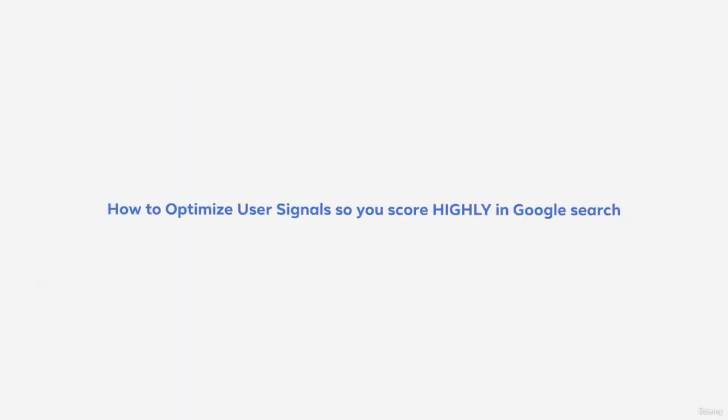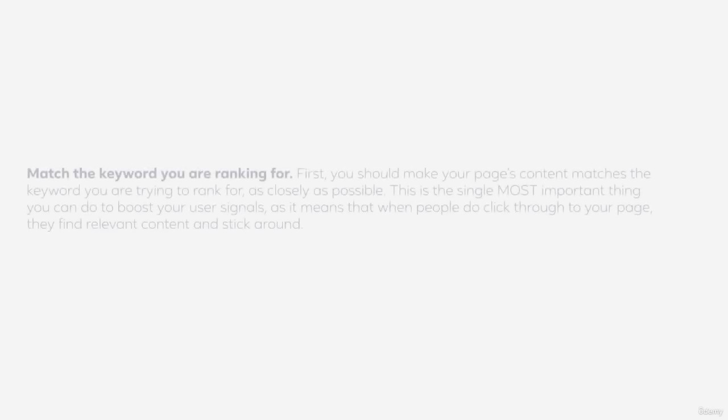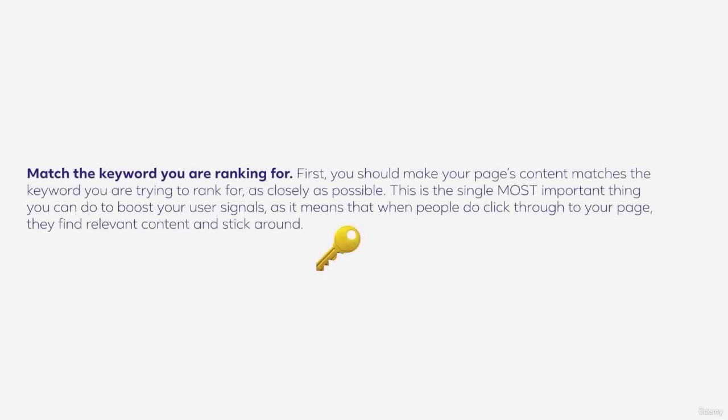How to optimize user signals so you score highly in Google search. Match the keyword you're ranking for. First, you should make your page's content match the keyword you're trying to rank for as closely as possible. This is the most important thing you can do to boost your user signals, as it means that when people do click through to your page, they find relevant content and stick around.